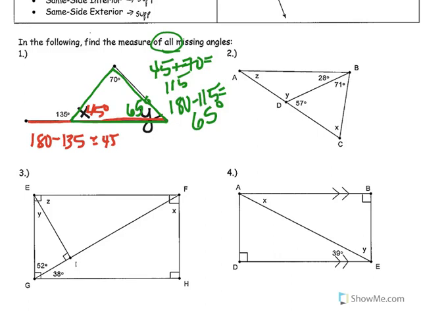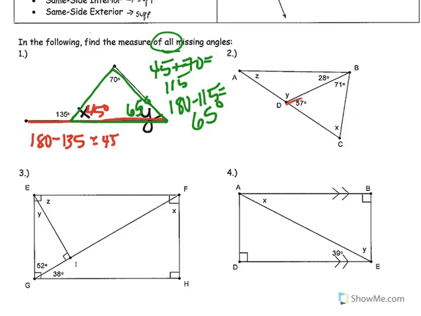Let's look at number 2. In number 2, I see a bunch of triangles in here. I see a small one here, I see a small one on the left, and then I see a big one as the full picture there. My missing angles are X, Y, and Z, and I have to figure out where to start. I think I'm actually going to start with X.